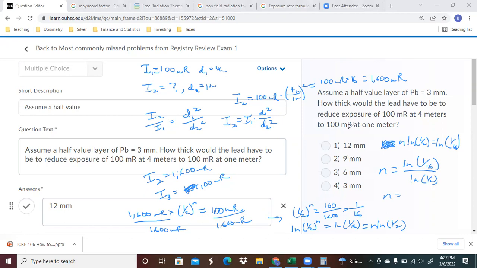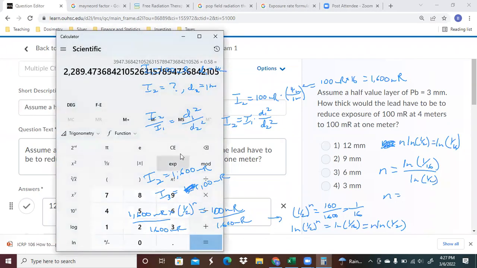So if I go, sorry for the mess, 1 divided by 16 is equal to this. Take the natural log, divide that by 0.5 natural log, come up with 4.